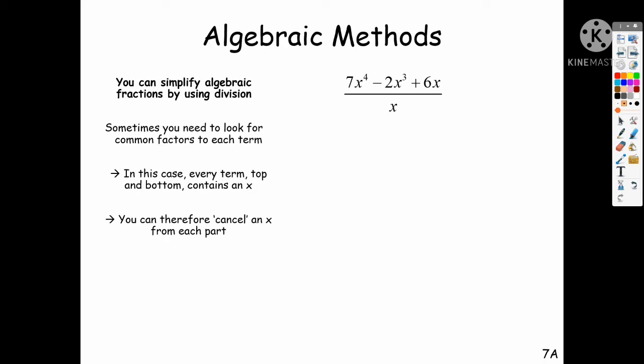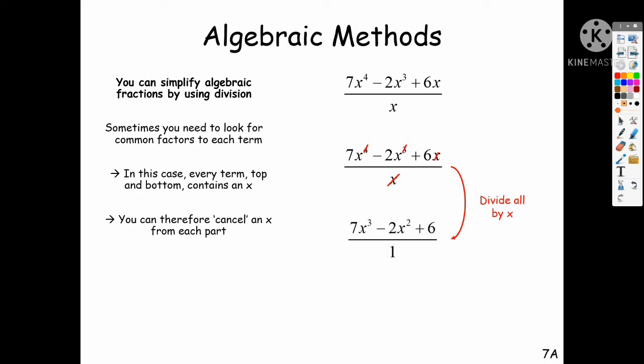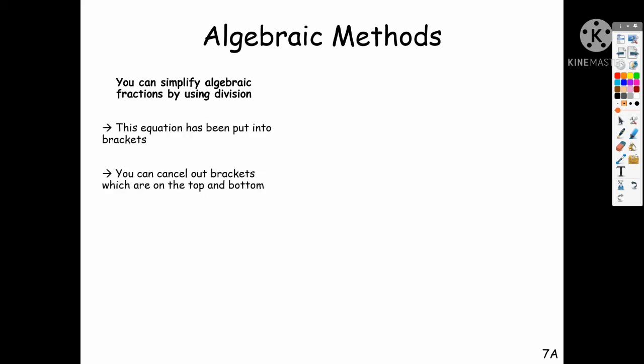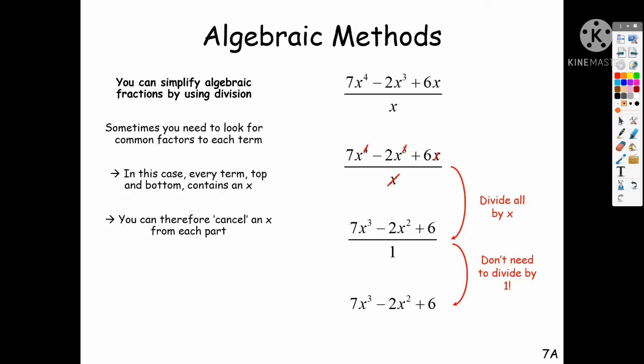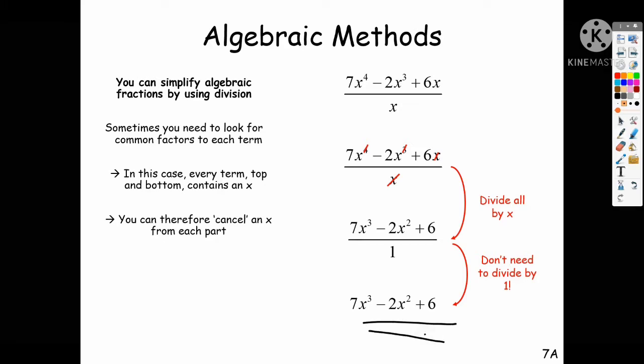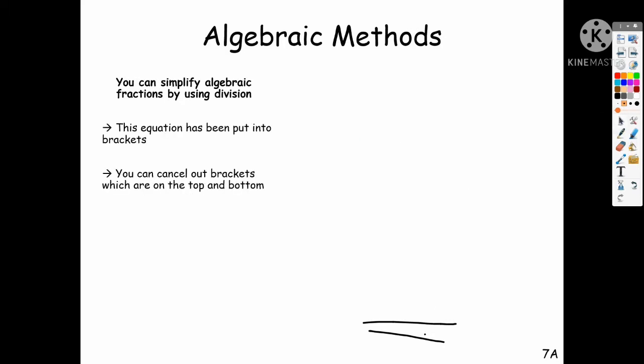So looking at this one here, I can cancel one of the x's out from everywhere, because x is a common factor. So I can divide, I can take one off, we get 7x cubed minus 12, minus 2x squared, plus 6, over 1, because the x will just leave you with 1 when you cancel. You don't need to divide by 1 here, so you get 7x cubed minus 2x squared plus 6 there. And that is the final solution.